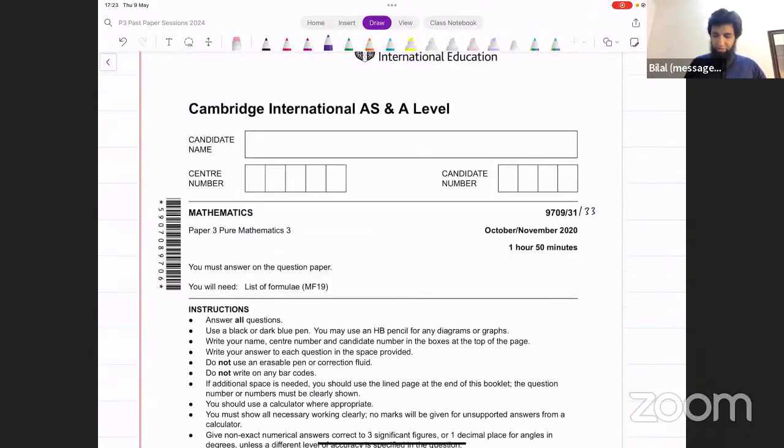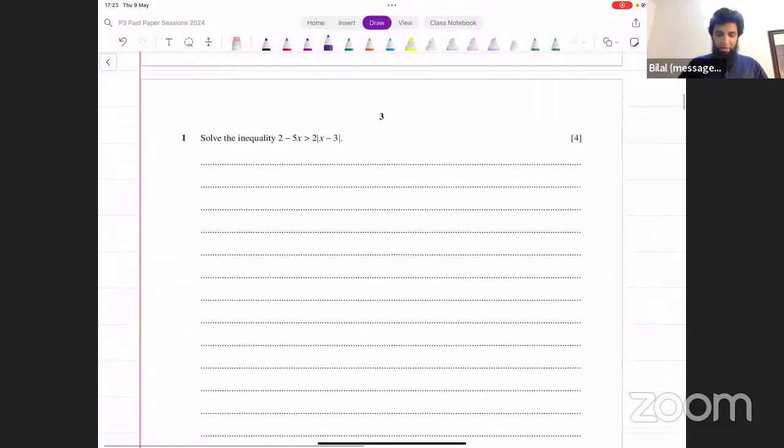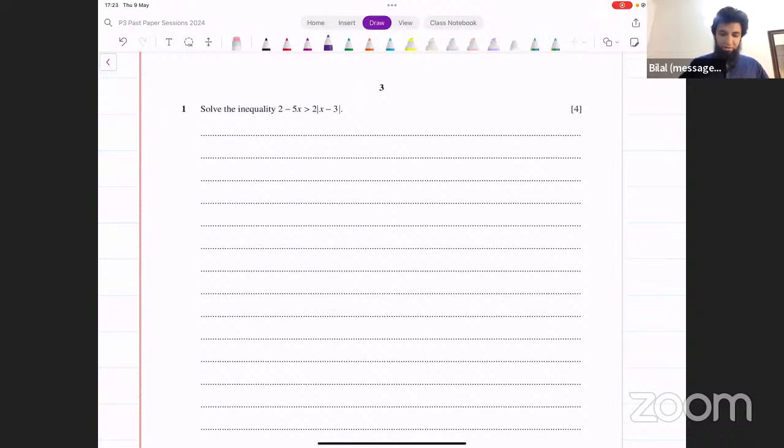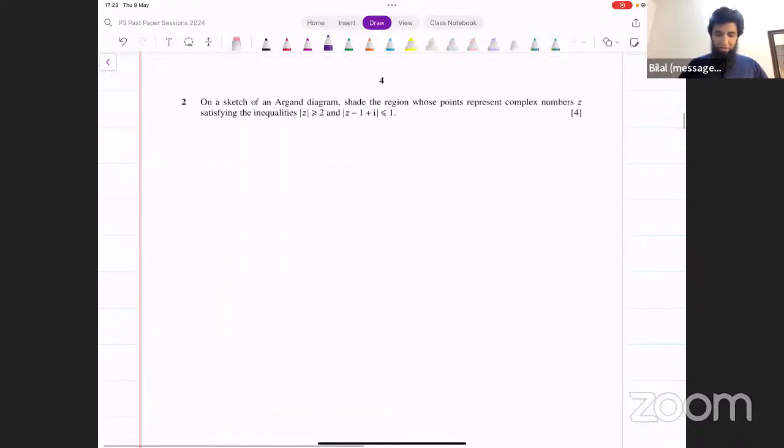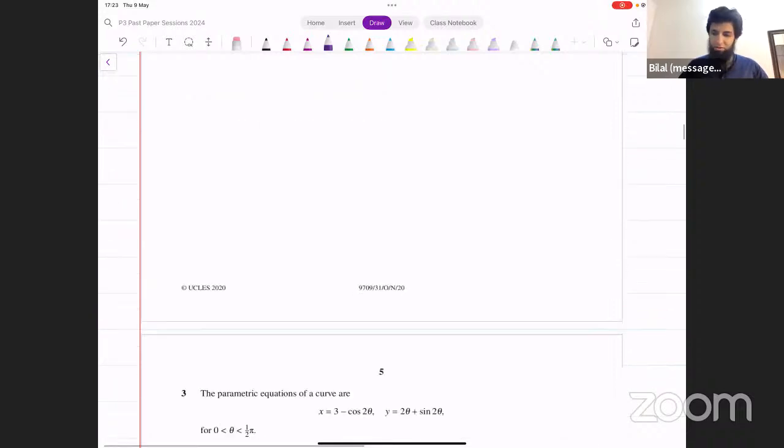November 2020, paper 3-1 and 3-3. They're both the same, okay? We have to solve this inequality. The first question is straightforward, a modulus inequality. Then we've got this complex number problem. We've done many of these, so this should not be a problem now.